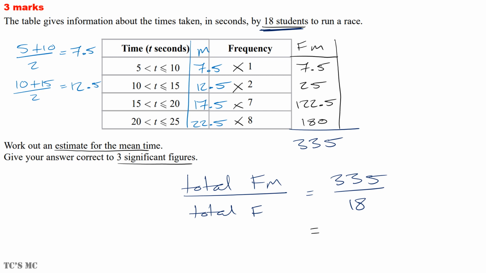That gives us 18.6111, and it goes on. The question says 3 significant figures, so that means the answer will be 18.6, and now we have our 3rd mark.